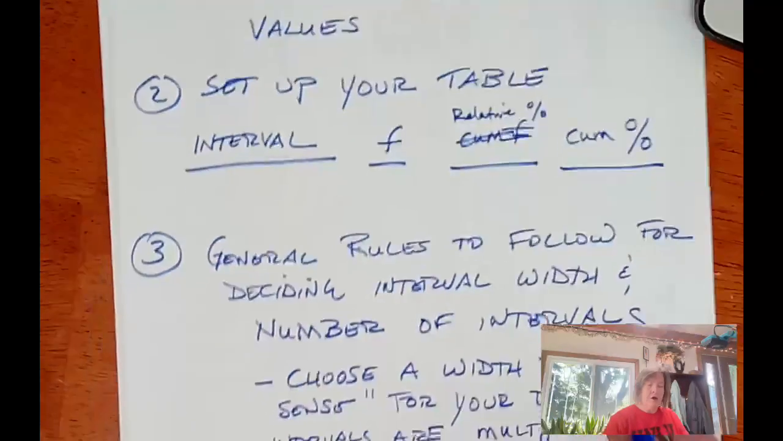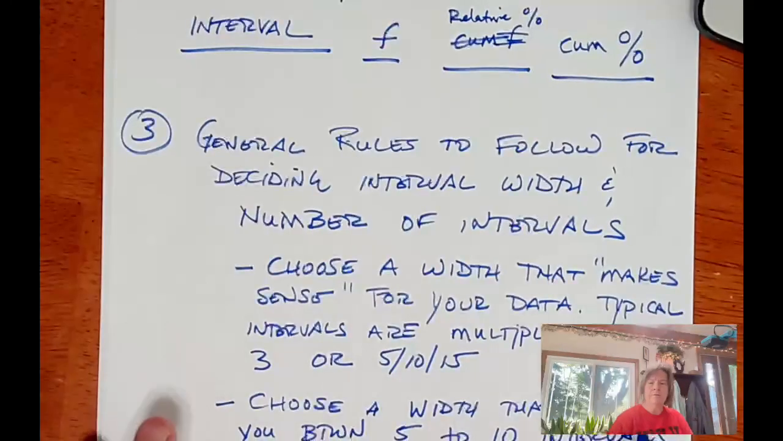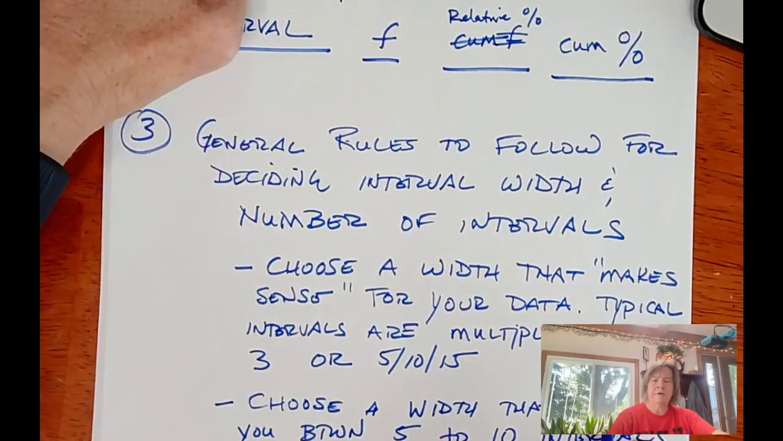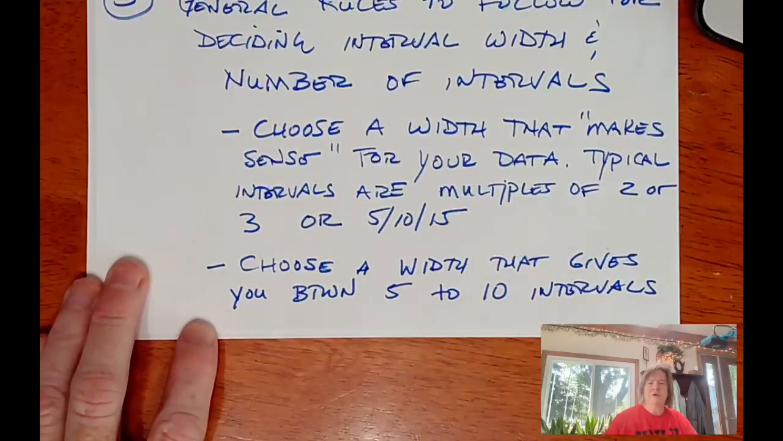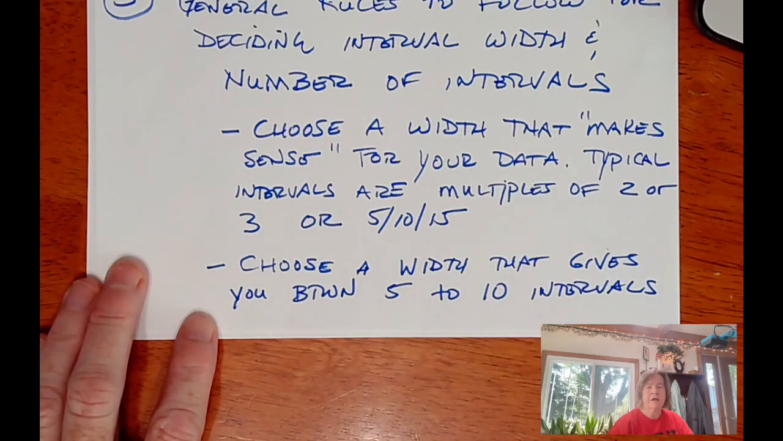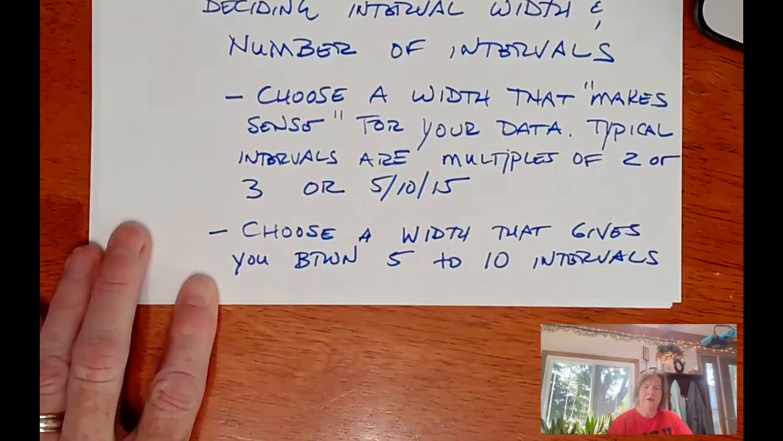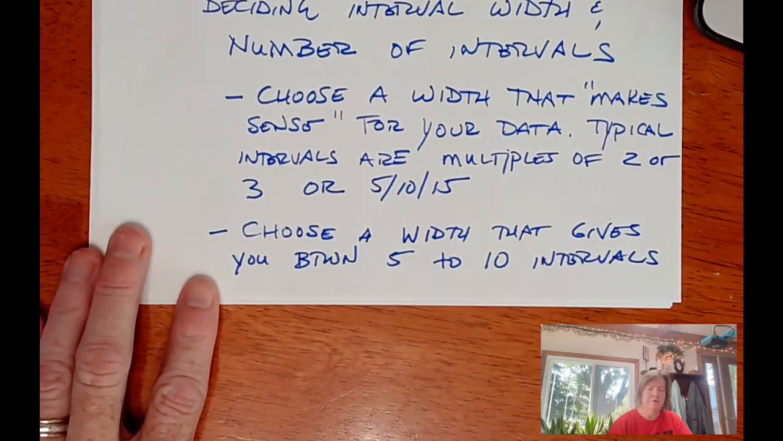All right. Some general rules to follow for deciding interval and width: choose a width that makes sense for your data. Typical intervals are in multiples of 2 or 3, but if you have a huge data set, a lot of times they will be in intervals of 5 or 10 or sometimes even 15, okay? Sometimes 20. It depends on the width of your data set, so a lot of times people want to know the range of your data and then start dividing from there. Then choose a width that gives you between 5 and 10 intervals in the end, right?